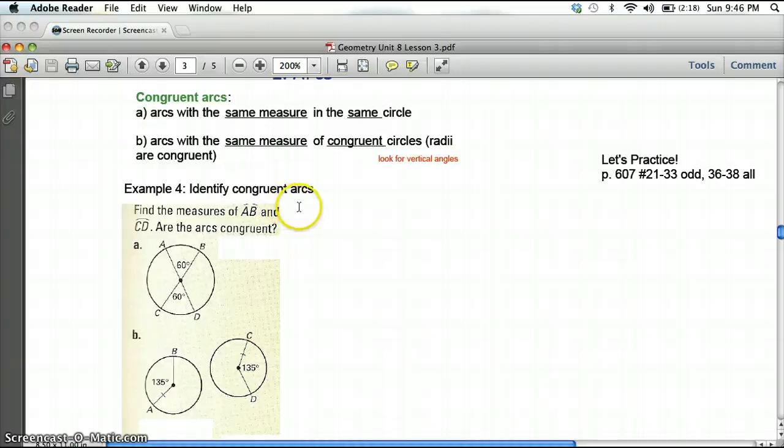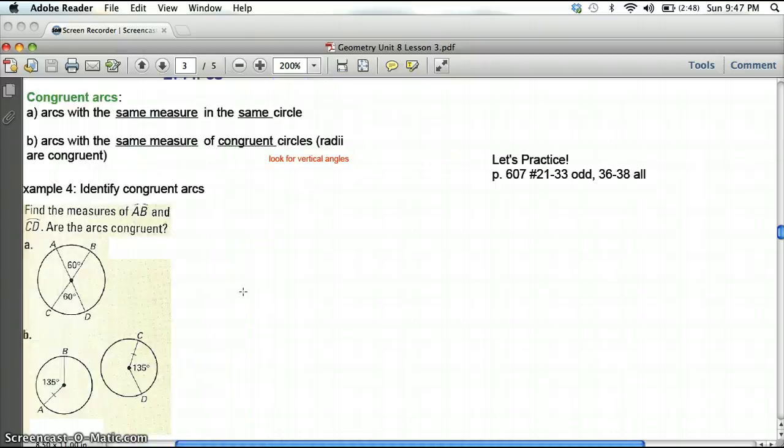It says identify congruent arcs. So find the measures of AB. So if our angle is 60 degrees, then our arc is 60 degrees. And these are called vertical angles. So vertical angles mean that those angles are congruent. So if this angle is 60 degrees, then this angle is 60 degrees, which means both of my arcs are the same length. So CD and AB are both 60 degrees.